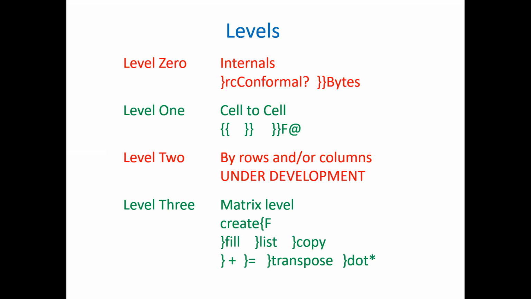Level 2 is where the current work is going on, and this is where we operate between rows and columns. This is the complexity of the original syntax, because compressed within that syntax are the ways to pick the statements apart and figure out which are rows, which are columns, and how they're manipulated. So this is what I'm currently working on. And finally, level 3 is the matrix level. This is what you see visibly: creating matrices, the fill, the list, the copy, and so on.